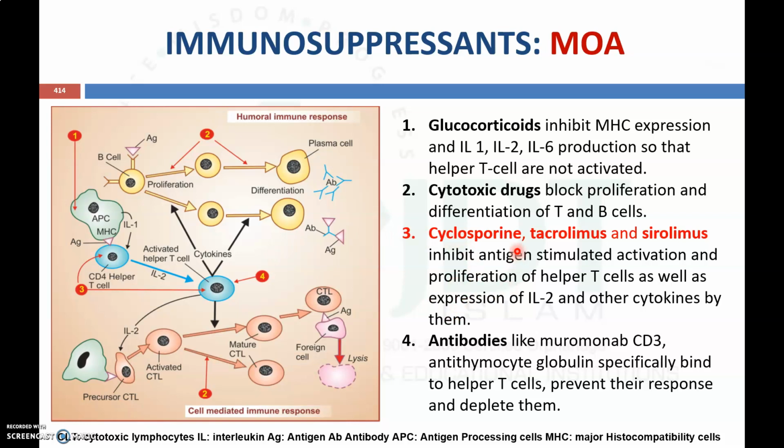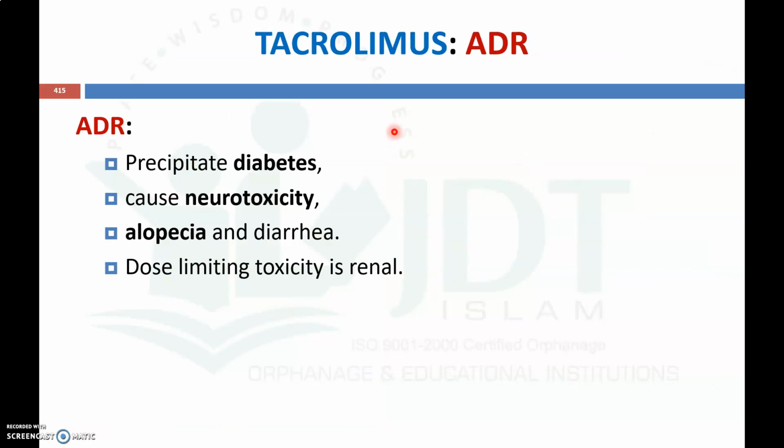Oral absorption may be variable and decreased by food. Now this is the site of action of tacrolimus. It will inhibit the CD4 helper T cells so that it will inhibit the interleukin as well as cytokine actions. Now coming to the adverse drug reactions of tacrolimus, it may precipitate diabetes, and may cause neurotoxicity, alopecia and diarrhea, and dose limiting toxicity in the kidney.